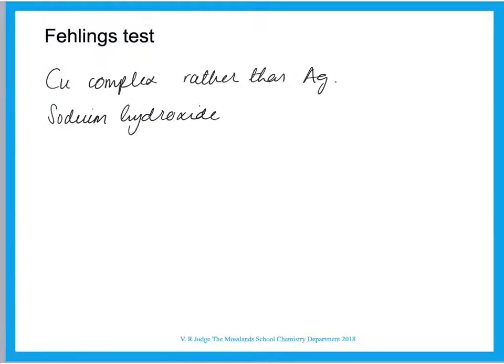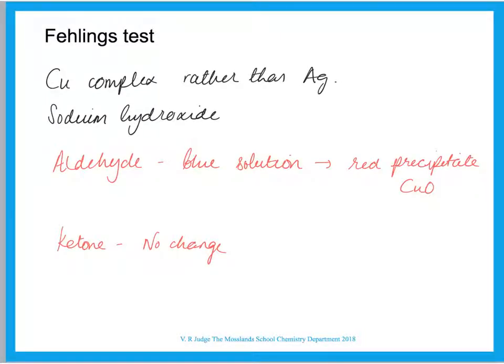So I'm not going to go through the half equations and the full equations for Fehling's, partly because there are other complicated ions in there as part of the copper complex, but it does work in the same way. But importantly, you do need to know the colour changes for this. So with the aldehyde, the blue Fehling's solution will give you a red precipitate, which is copper oxide, and with the ketone, you don't get any change and it will stay a deep blue colour.